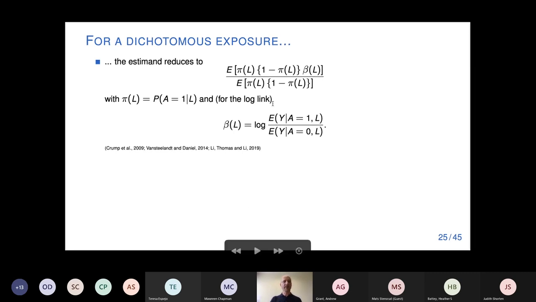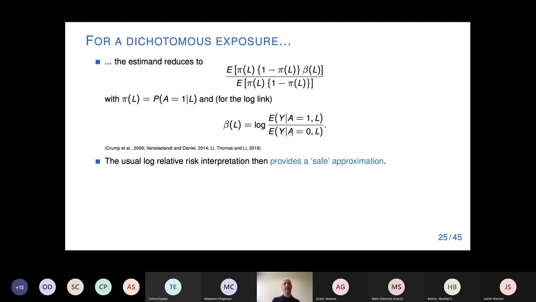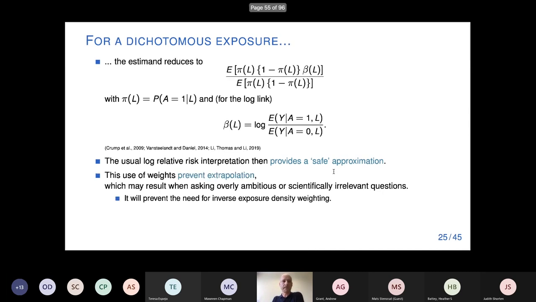Imagine I go back to the earlier example where we were using a log link for a dichotomous outcome. Then this beta L would be like a log relative risk. So we're basically reporting weighted averages of log relative risks. This is why we would say that if our clinical investigators do the interpretation in the usual way as a log relative risk parameter in a generalized linear model, then that interpretation, although perhaps not entirely valid if the model was misspecified, I think we would still often regard as sufficiently safe because what they end up reporting is a weighted average of log relative risks.